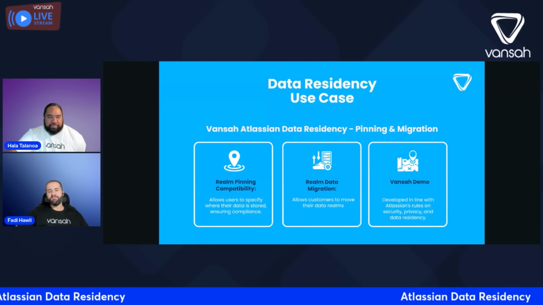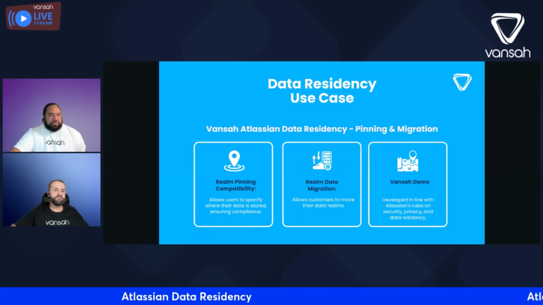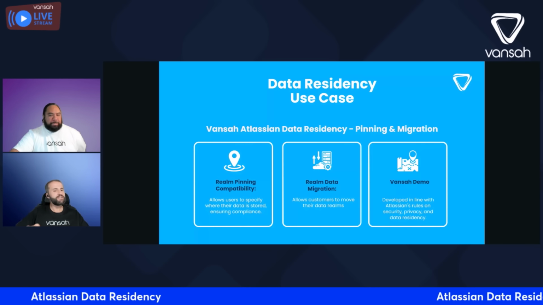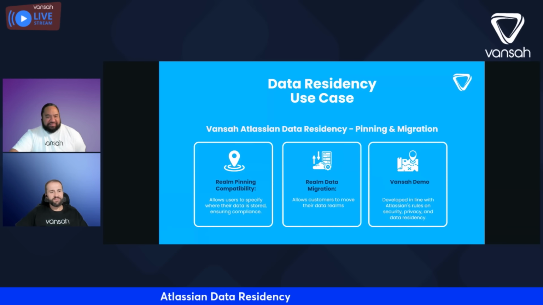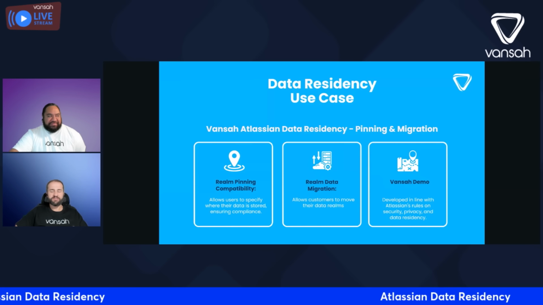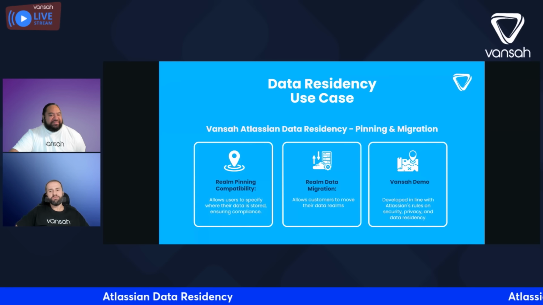So from the Vensa side, we've looked at the pinning for the first time and installing Vensa into the right location. That went live about 4 weeks ago, and now we support the EU, US, UK, Germany, and Australia as locations, and we can showcase in a second how you can see that information.